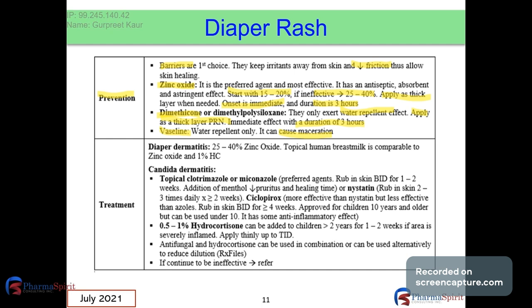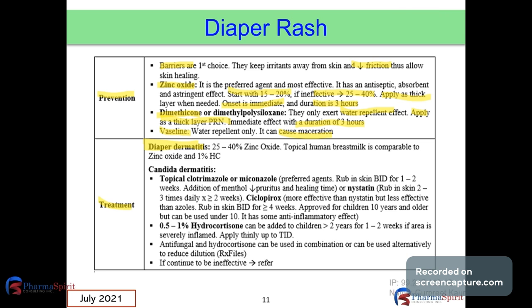The second approach we'll talk about is the treatment approach. And for the treatment approach, we have two problems that we'll treat. The first one is diaper dermatitis when there is no candida infection, and the second is candida dermatitis. So let's first start talking about treatment of diaper dermatitis. Again, diaper dermatitis is when there is no candida infection. How can I know that there's no candida infection? We discussed this before.